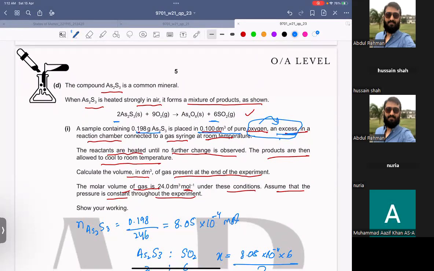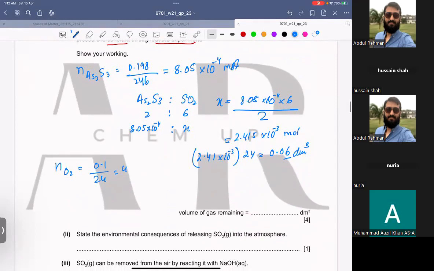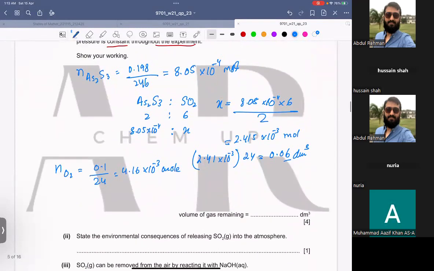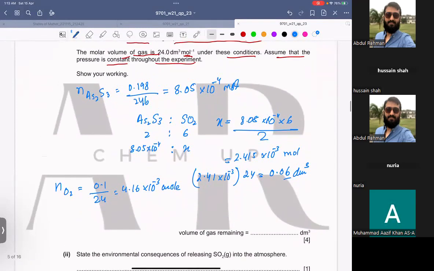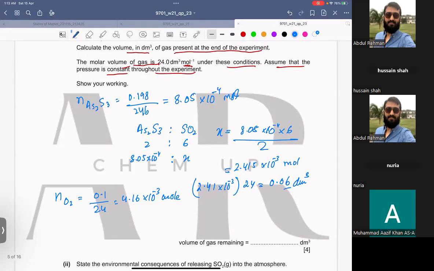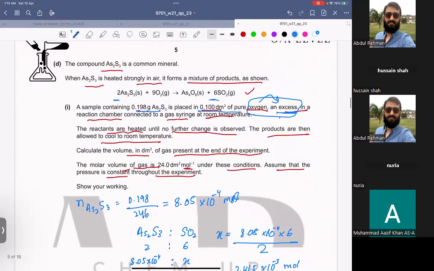4.16 times 10 to the power minus 3 are the total moles of oxygen. And in the equation, with 2 moles of As2S3, 9 moles of oxygen would be reacting. So we have 8.05 exponent minus 4 moles. The mole ratio is 2:9.